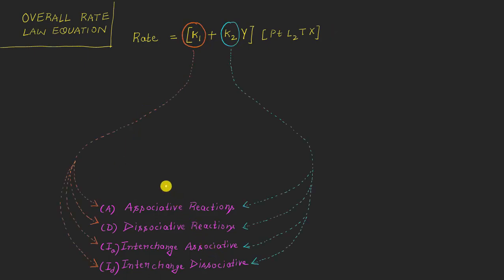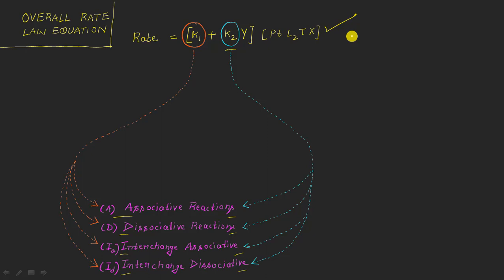And once we have confirmed which kind of pathway from these 4 pathways K1 is following, and then which type of pathway from these 4 different pathways K2 is following, after that only we can analyze the rate law of that particular nucleophilic substitution reaction, right?